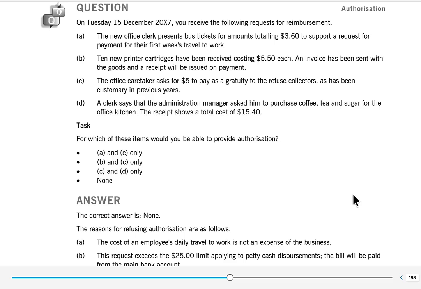And at the bottom, it gives choices. Option 1, A and C only. Option 2, B and D only. Option 3, C and D only. Option 4, none. So your job is to check each request one by one and decide, can I approve it right now under petty cash rules or not?